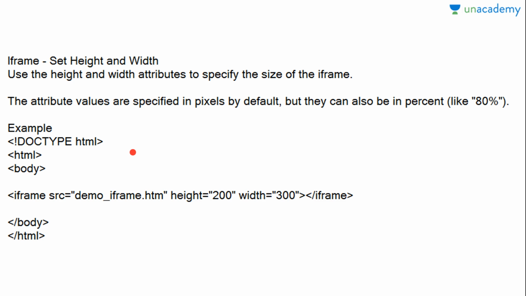So let's try a code for that. Doctype HTML, then we write the HTML tag, then the body tag, then iframe src equals demo_iframe.html, height equals 200, width equals 300, iframe closed. Then we close the body tag, then we close the HTML tag. Now the iframe is created, and when you run this code, a dialog box will be created with the document content from this address. You should give it a try in your own editor and see how the output varies.